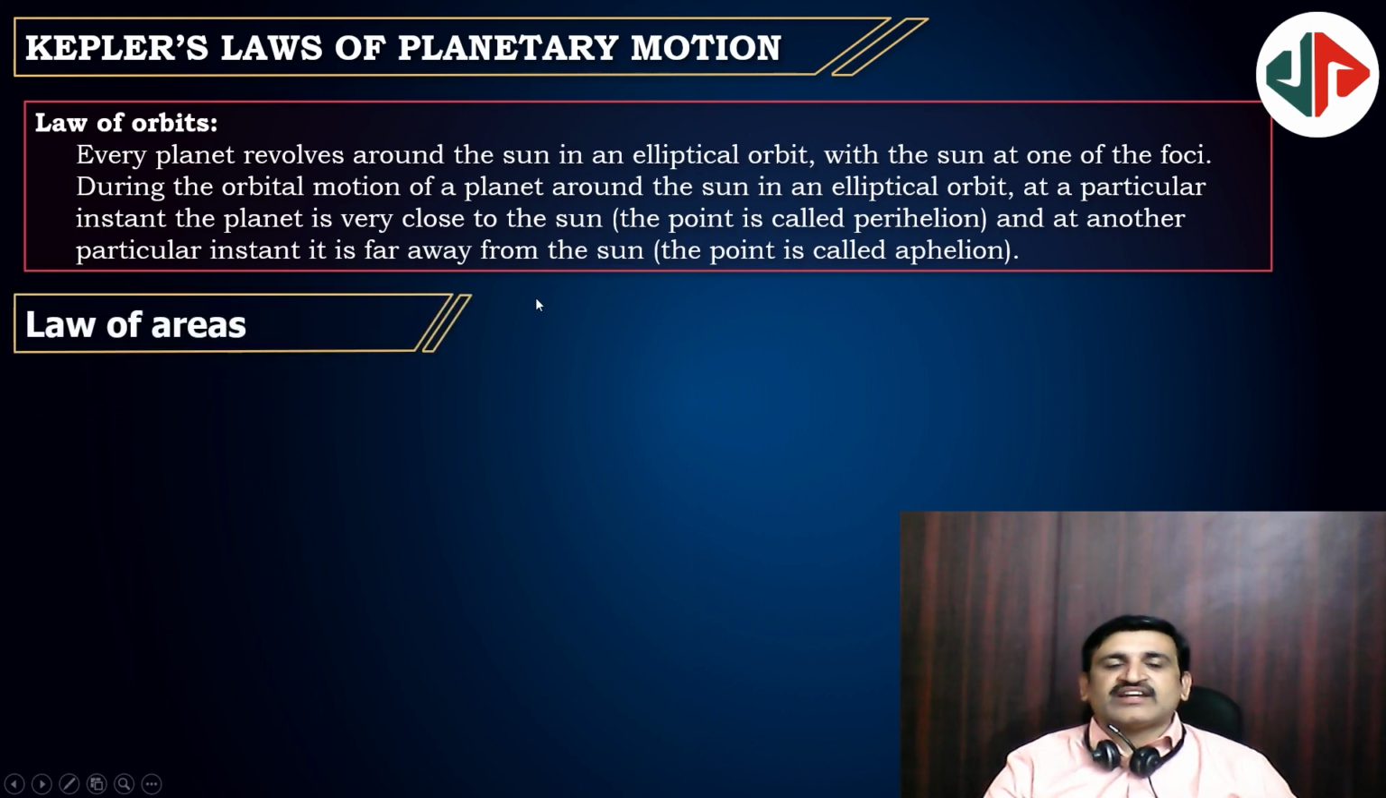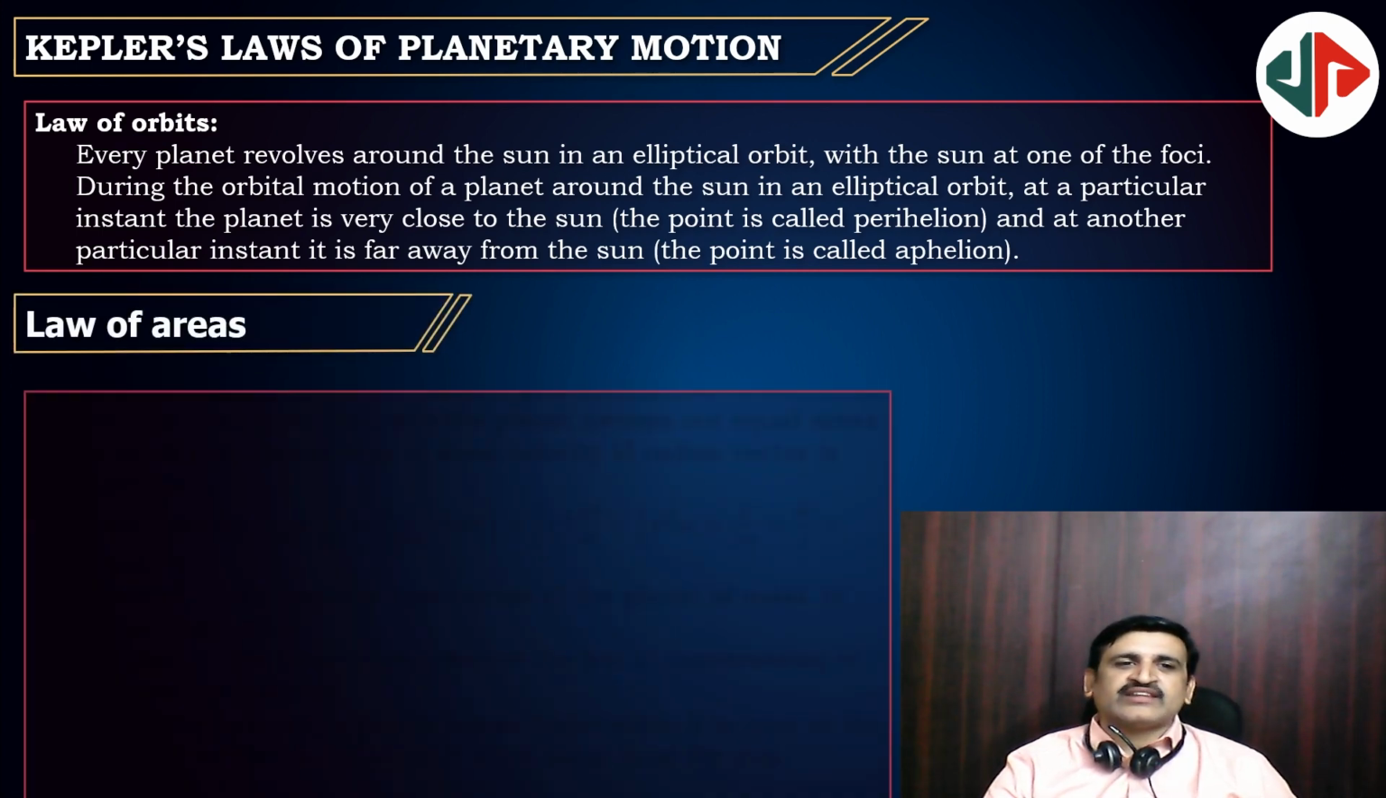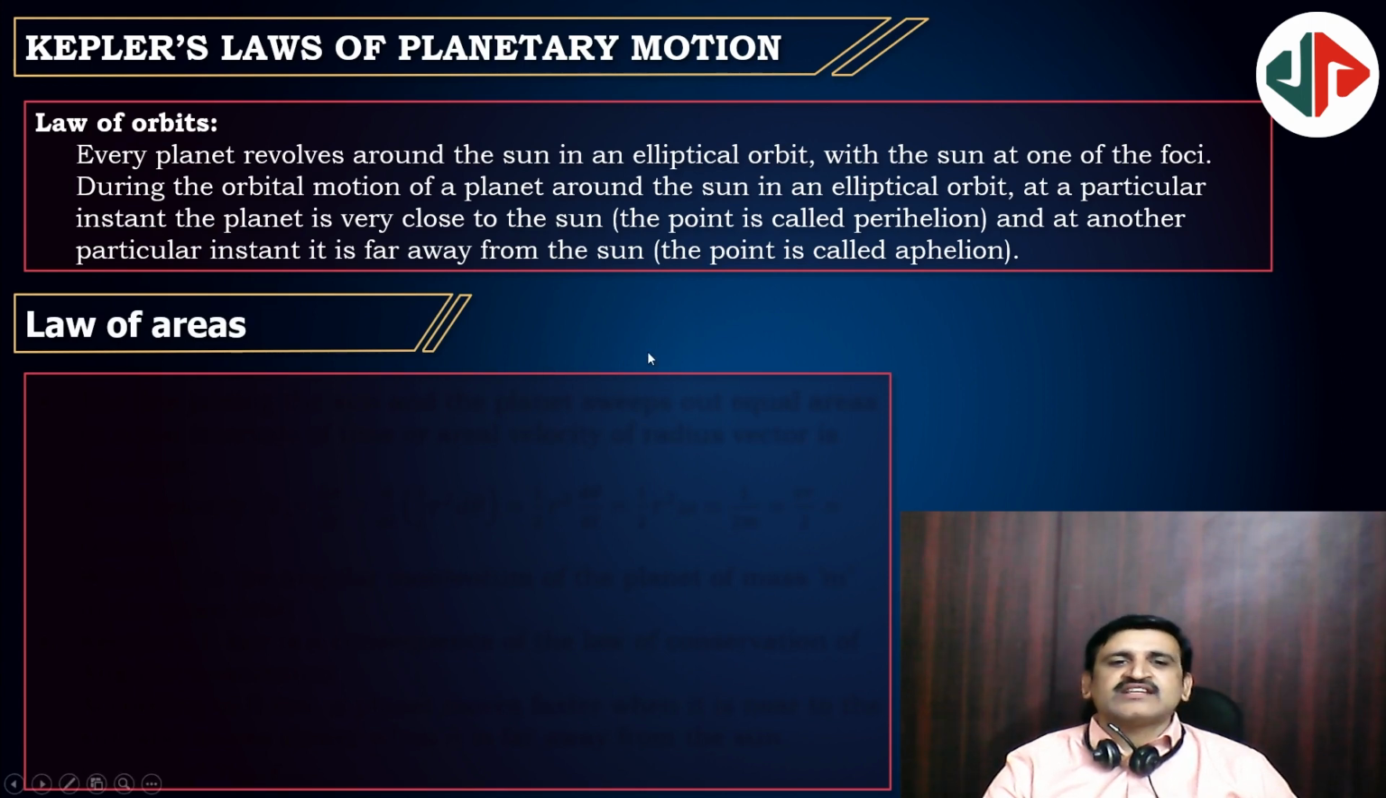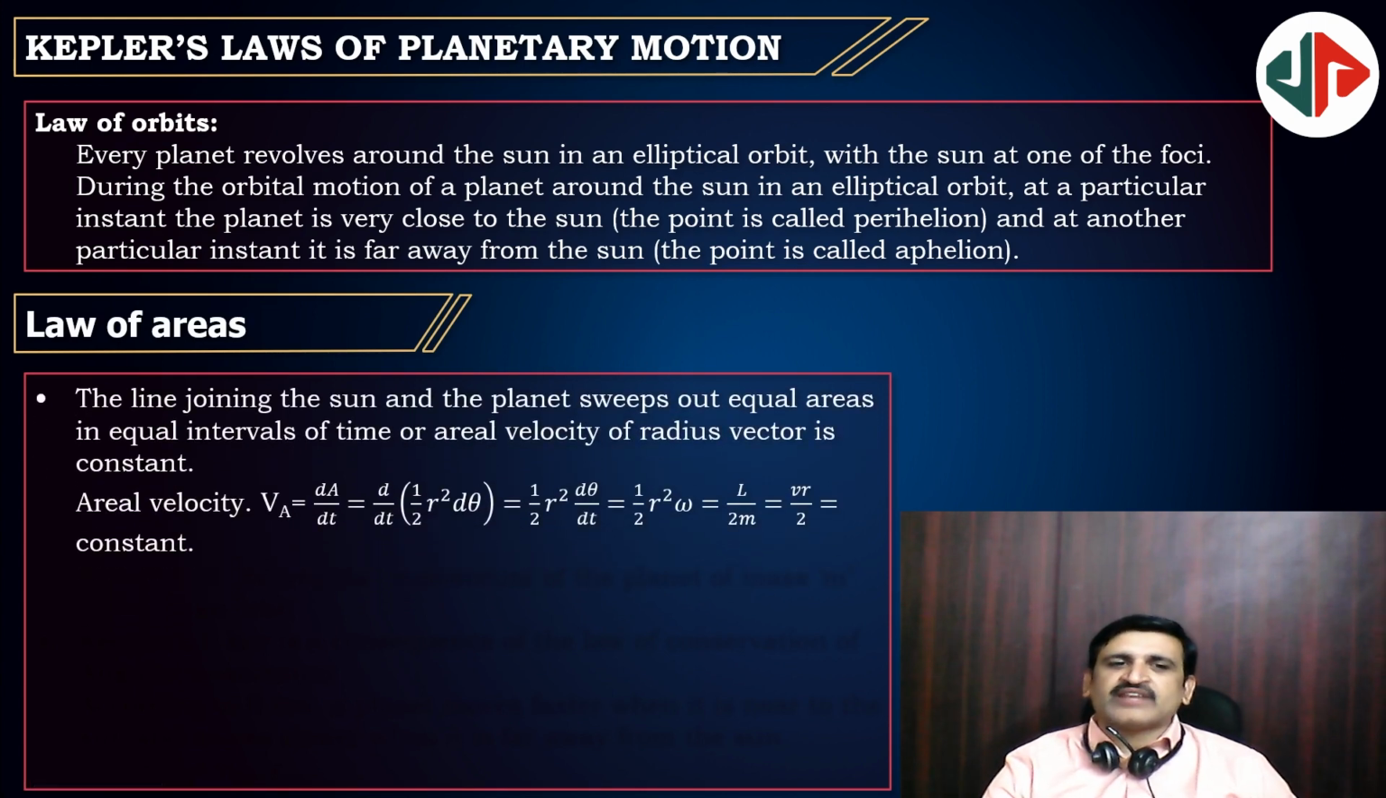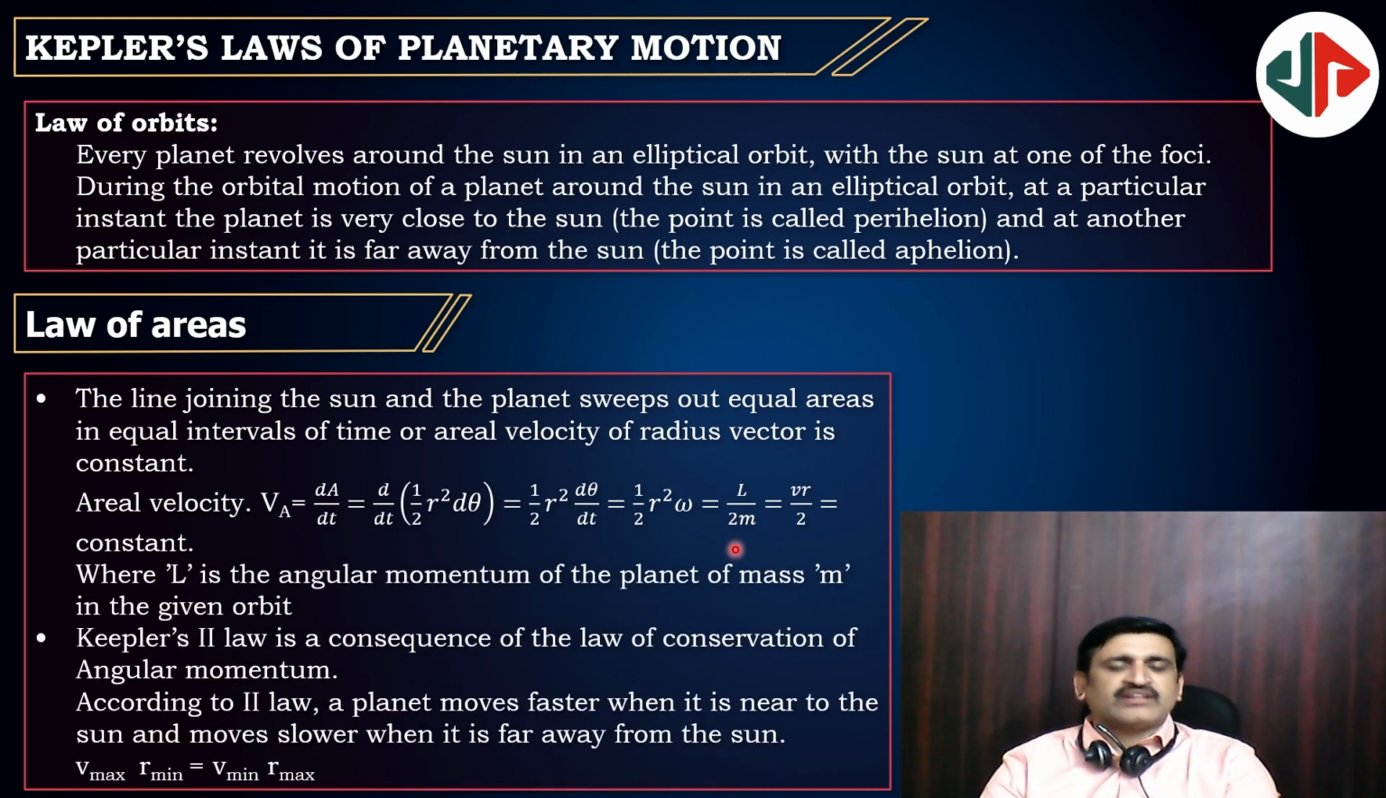Next, law of areas. The radius vector joining the planet and the sun sweeps equal areas in equal intervals of time, or the areal velocity of the radius vector is constant, and you need to know this formula, L by 2m. People get confused with the kinetic energy of a rotational system, L square by 2I. That is different. Areal velocity is L by 2m, and this is constant. That is important here. This is a consequence of the law of conservation of angular momentum.